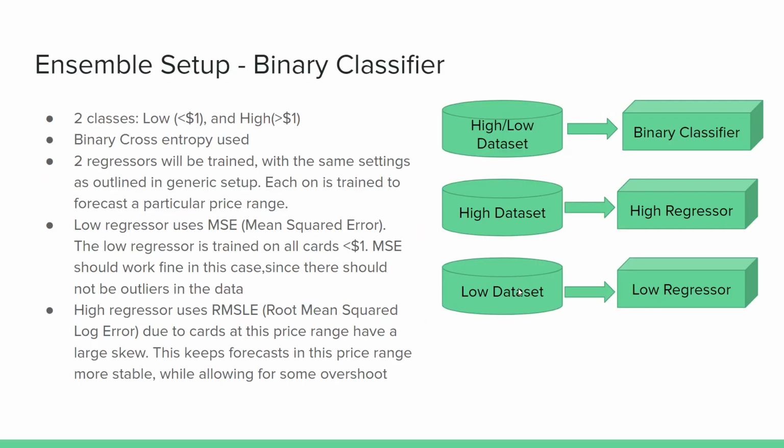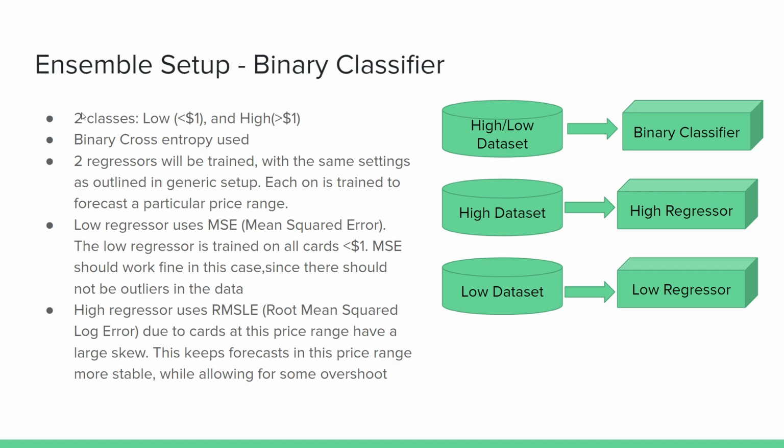Now, for the ensembles, there will be two classifiers. First, I'll outline the binary classifier. For the binary classifier, we relabeled the cards into low and high, so less than $1 or higher than $1, with binary cross entropy being used as the typical loss metric for any binary classifier.